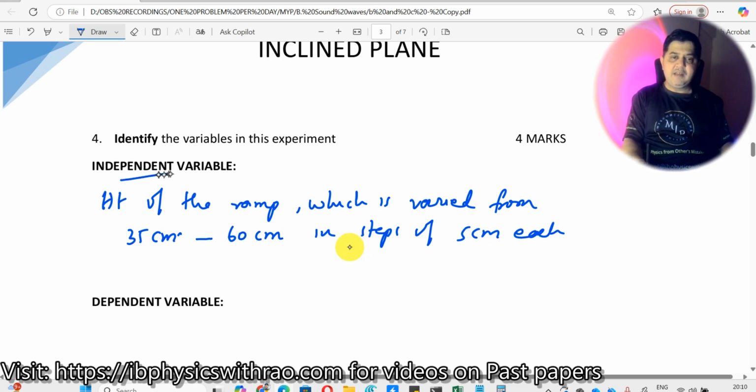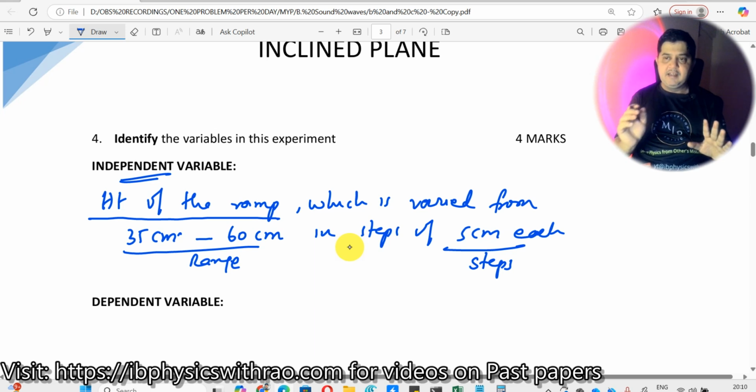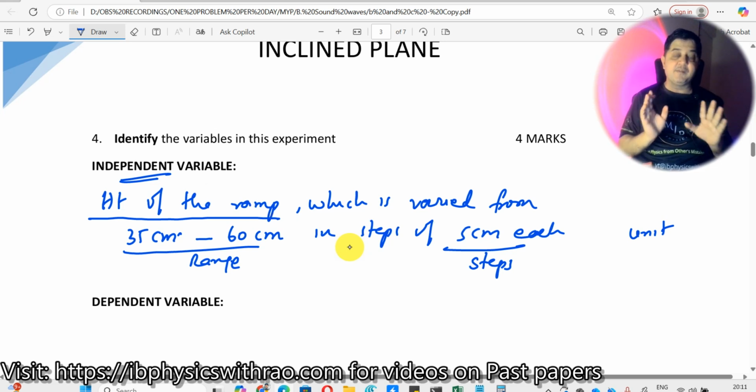So independent variable, as I always say, should have at least 3 to 4 parts. The first part is the name of the variable. The second part is the range over which you are going to vary. The third part is the steps in which you are going to vary. And the last part should be the unit. But anyway, in every sentence over here, unit is mentioned as a result of it. You are right, it does explicitly mention this. You can write something like this. So do not just mention blankly as height of the ramp. That doesn't carry much weight.